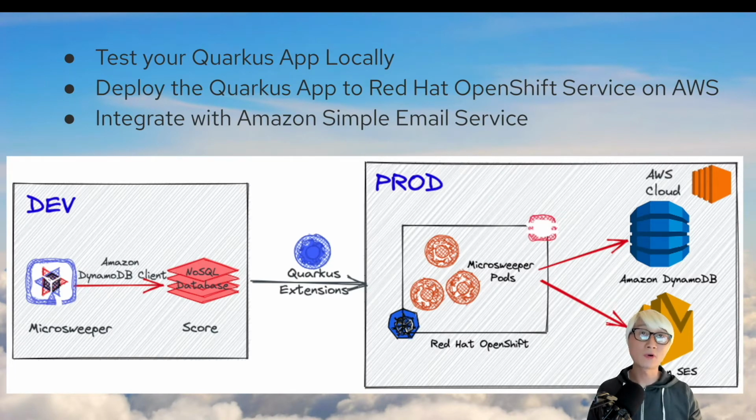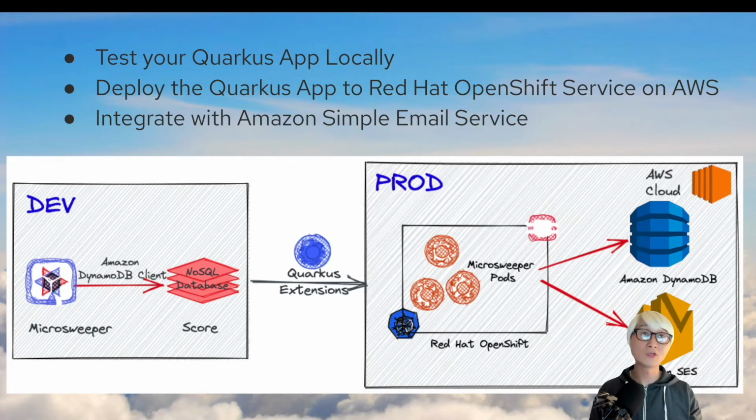Here is the demo architecture, what we want to do today. First of all, we're going to run the Quarkus application on your local machine, and then it will allow you to make sure every function is working on your local machine. As an example, in the dev environment, you're going to use the Amazon DynamoDB client, which is one of the Quarkus extensions that allows developers to store your key-value document data on your file system.